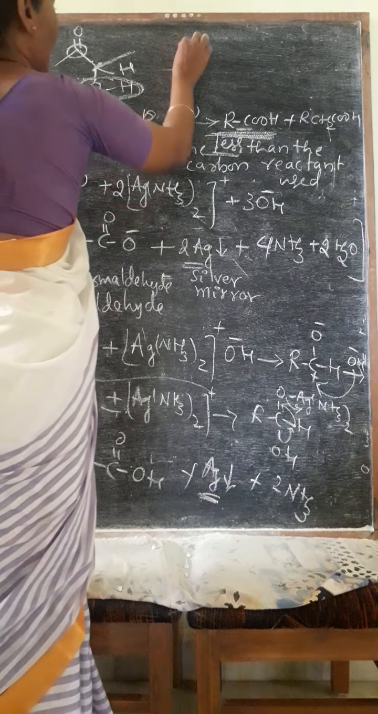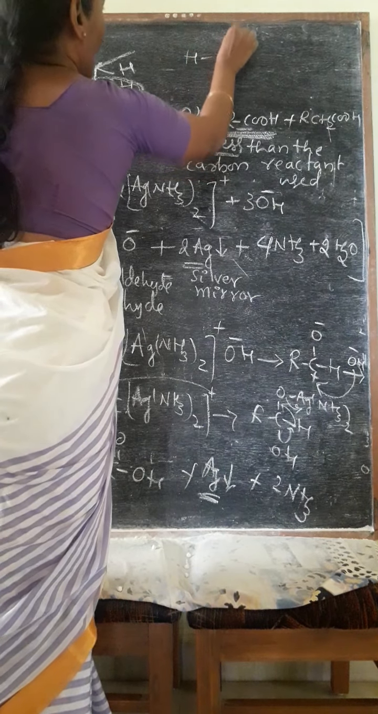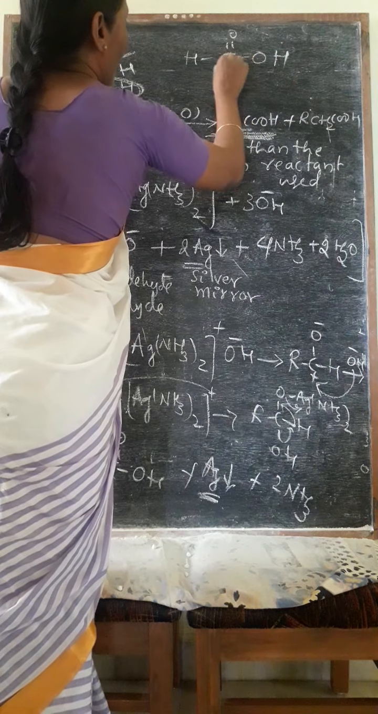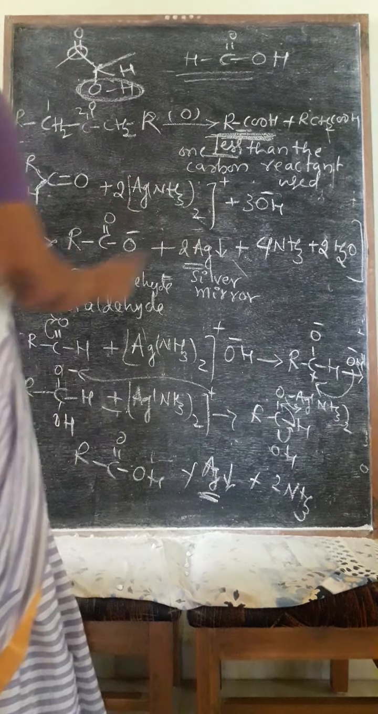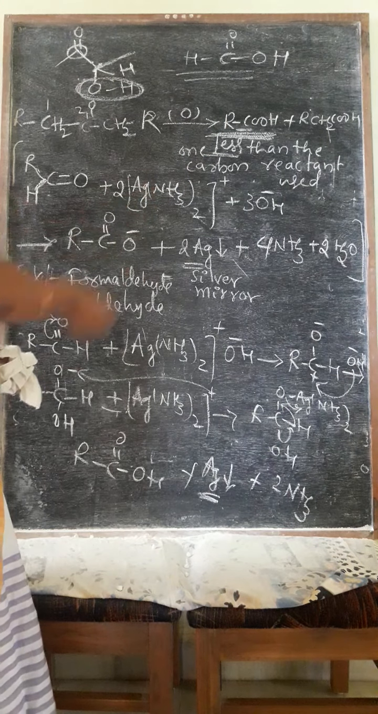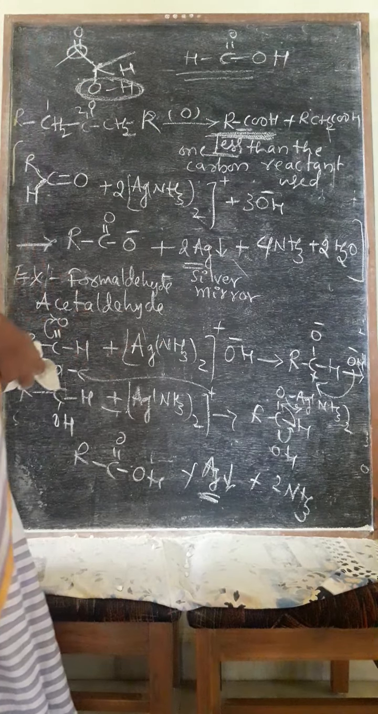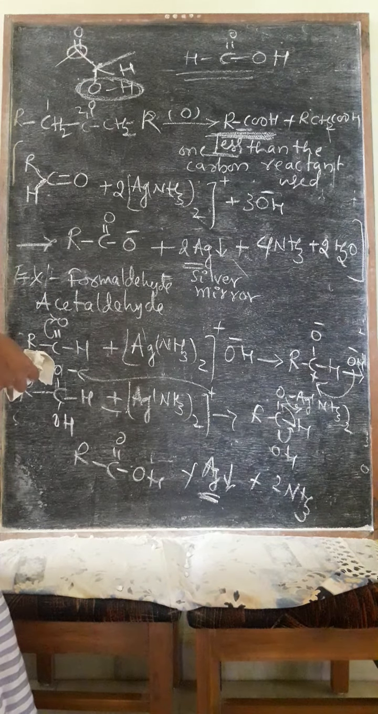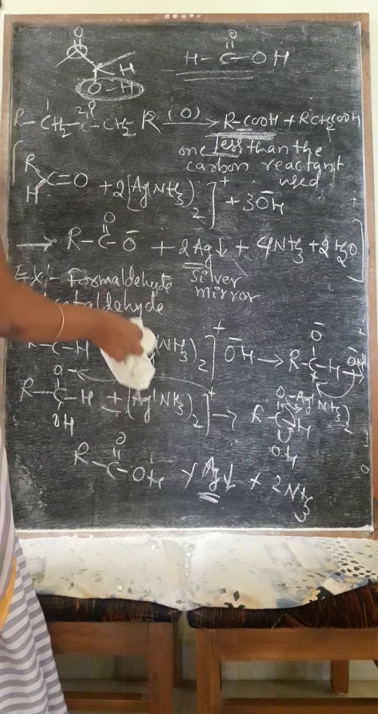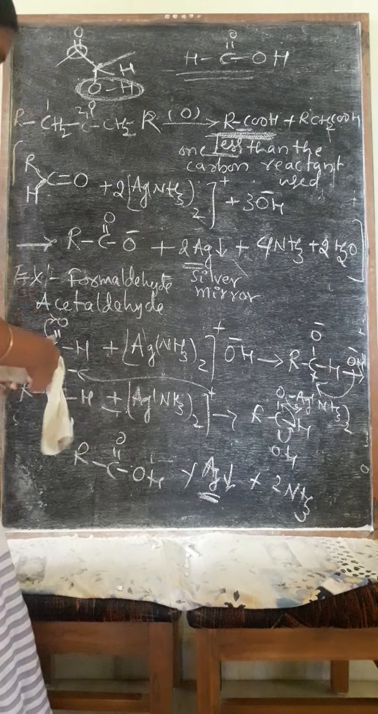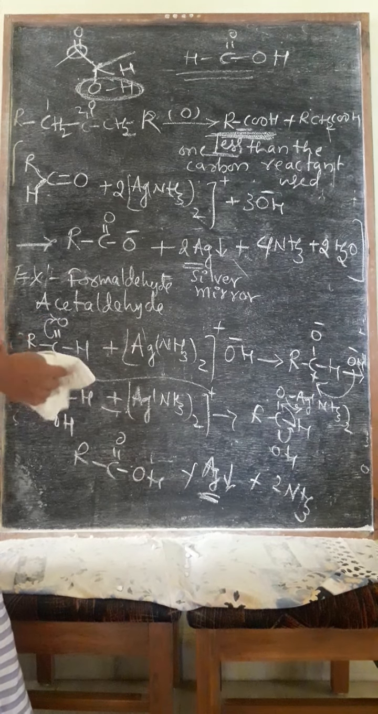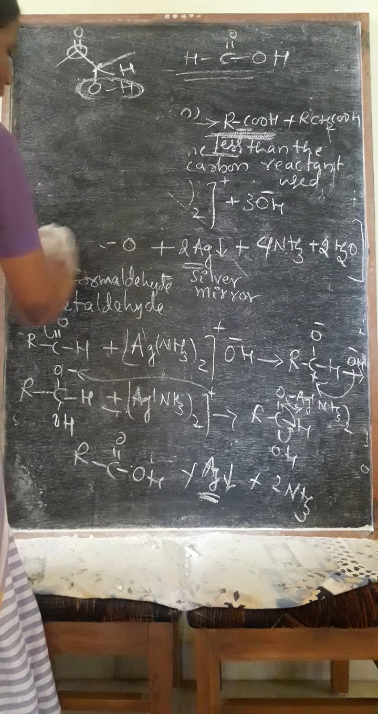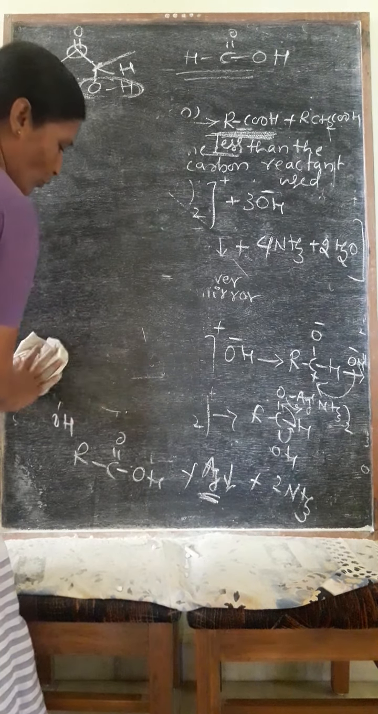And formic acid, that is H, C double bond O, OH. So this type of formic acid is also showing this Tollens reagent test, because the hydrogen is eliminated easily, forming the product. Okay, we'll discuss the next one, that is another oxidation reaction. That mild oxidizing agent is called Fehling's solution.